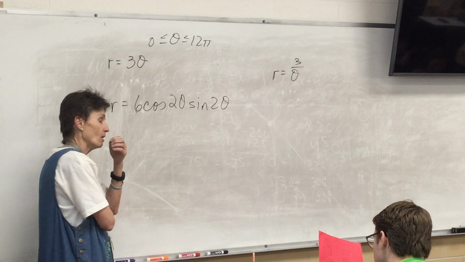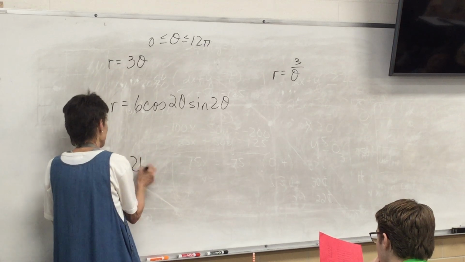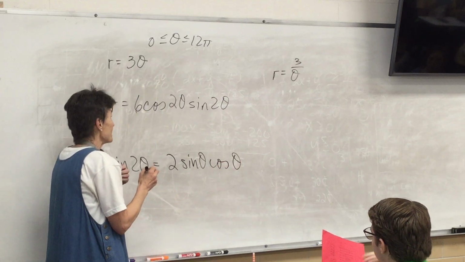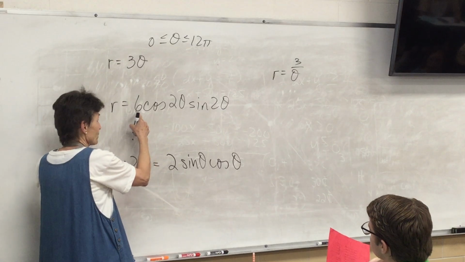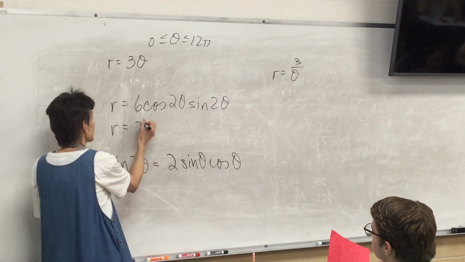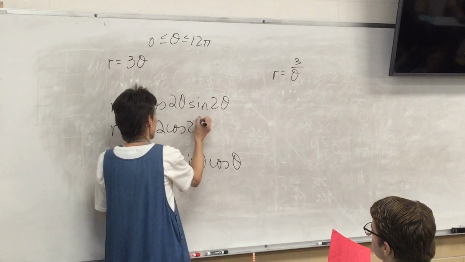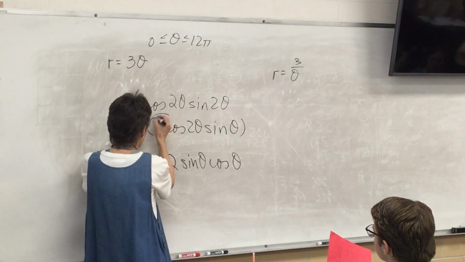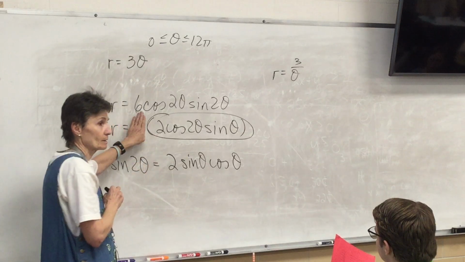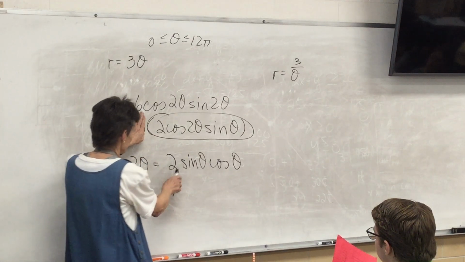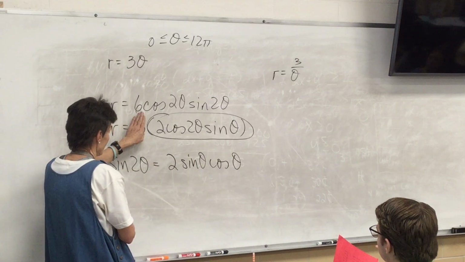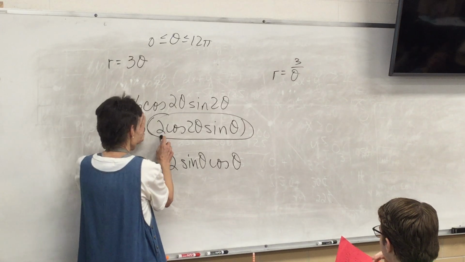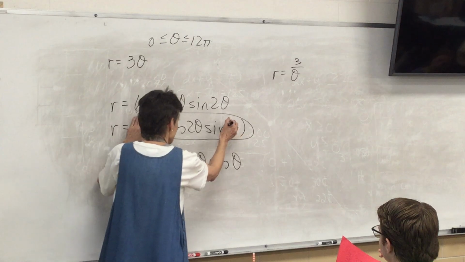David? Sine 2 theta. Okay, so the formula for sine 2 theta is 2 sine cosine, right? If I factored a 3 out of what's on my notes, I would have a 2 cosine sine. Would you agree with that? I can pull that 3 out. So now I have this. Now, if 2 sine cosine is the sine of 2 theta, what do you think 2 cosine 2 theta sine 2 theta is?